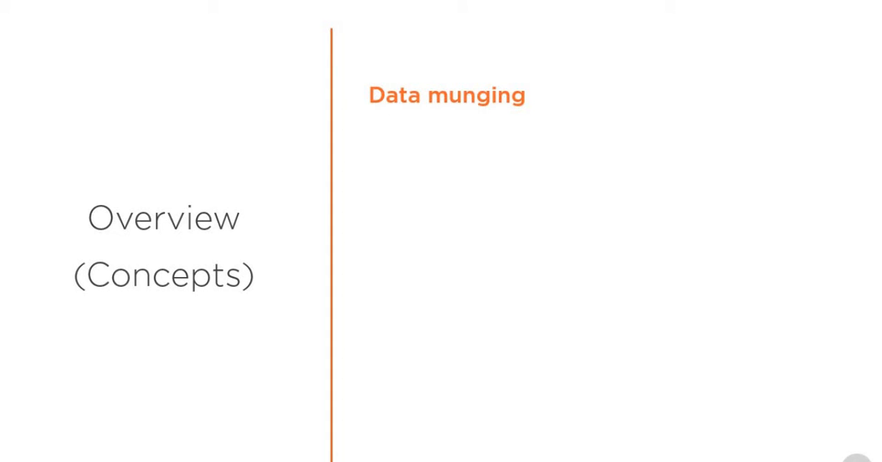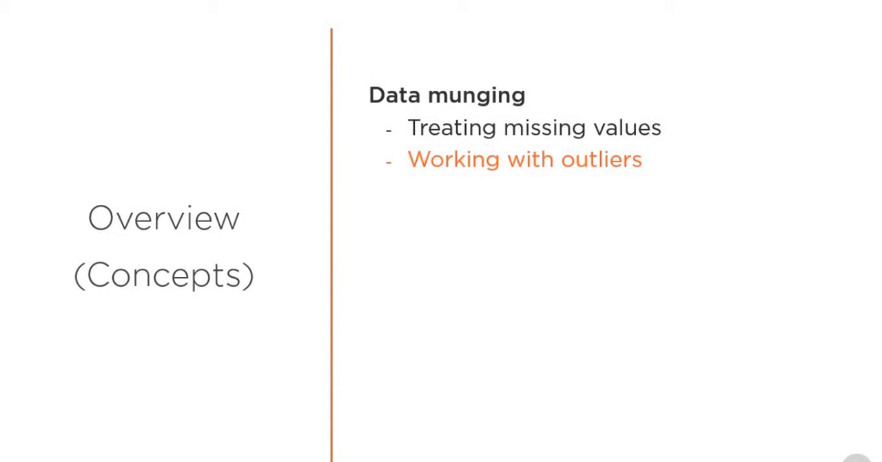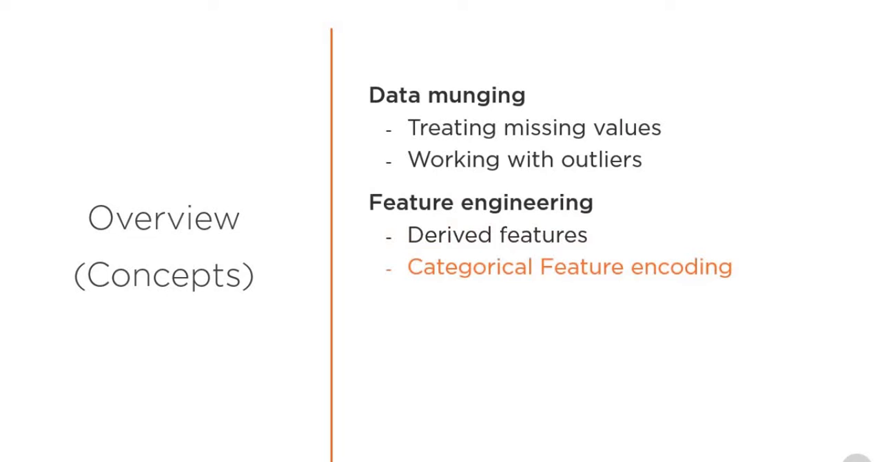From the conceptual point of view, in this module, you will learn some of the techniques of data munging, such as missing value treatment and working with outliers. Then we will go into the art of feature engineering and will create some interesting features. You will also learn about a very important topic, that is feature encoding, that you will use extensively if you have categorical features in your dataset. You will also learn to create script to reproduce all of the steps to create processed data from raw data.